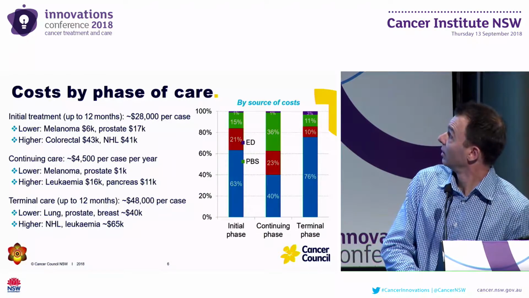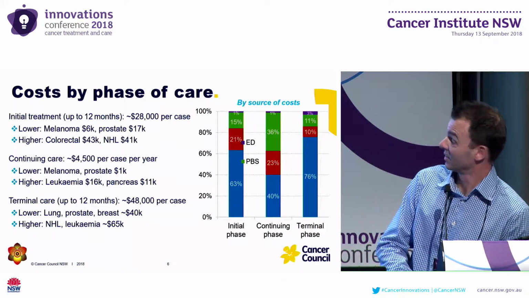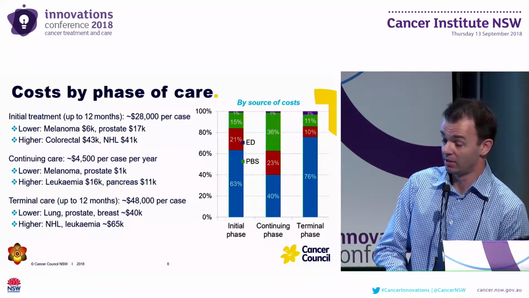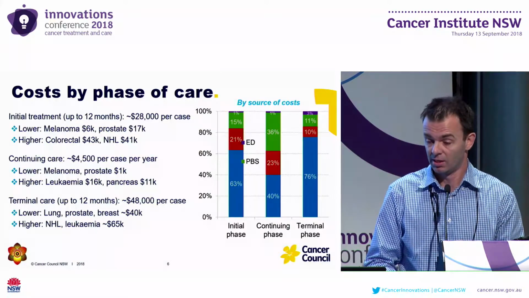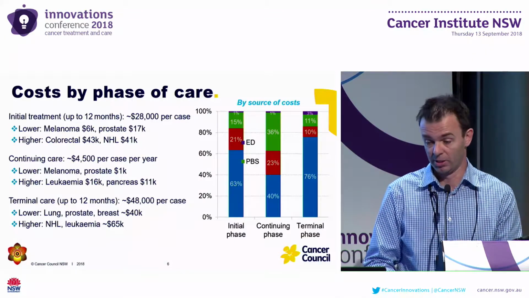And we're also able to look at this by the source of costs. So this will come out well either. So if we look at the initial phase there, 63% of costs were inpatient hospitalisations. 21% were from the MBS, 15% were from the PBS.